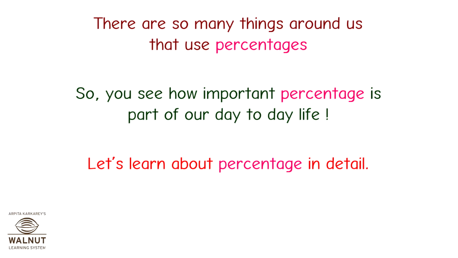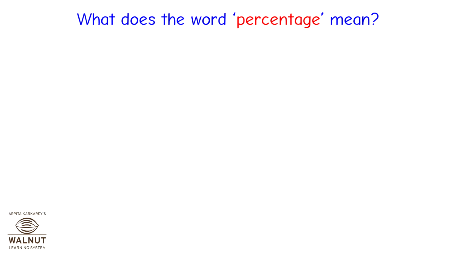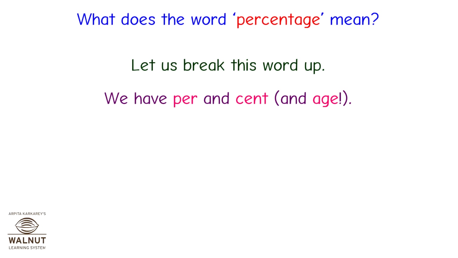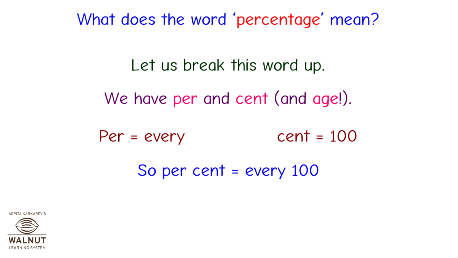Let's learn about percentage in detail. What does the word percentage mean? Let us break this word up. We have per and cent and age. Per is equal to every. Cent is equal to 100. So per cent means every 100. Per cent age: for every 100.